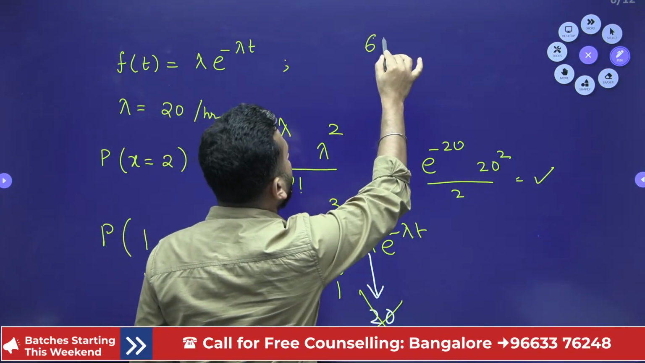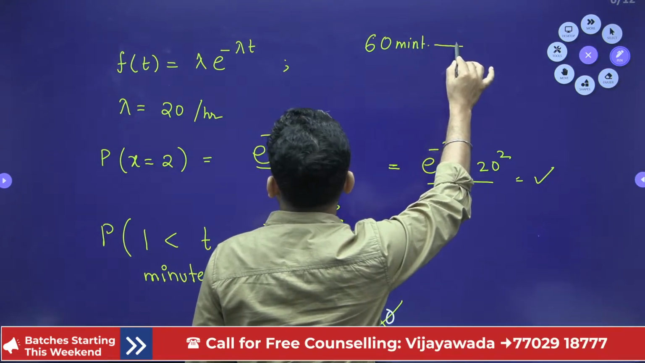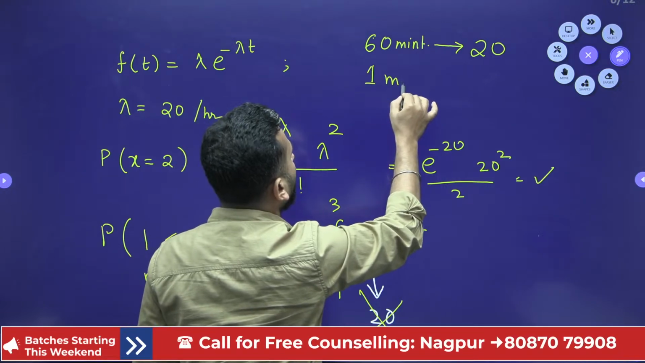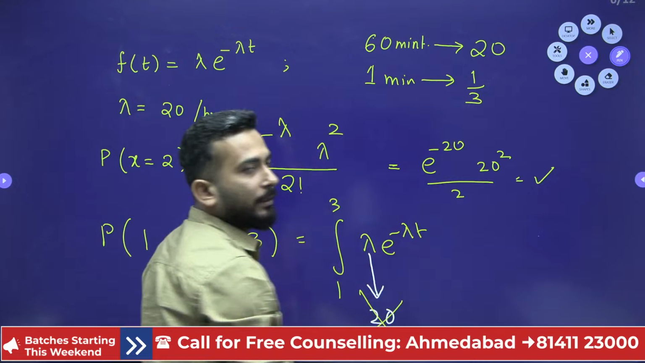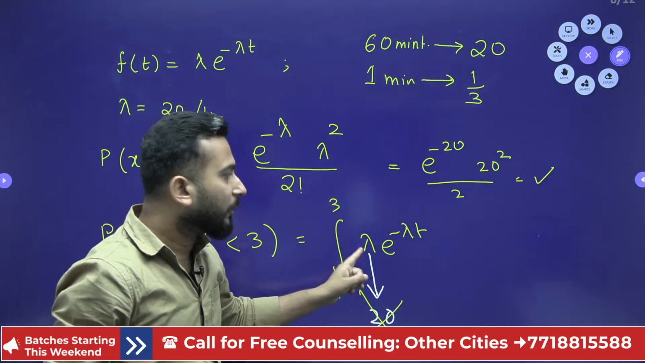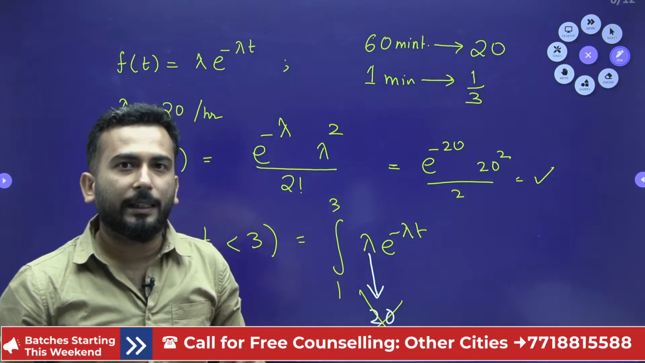So in 60 minutes, 20 people are coming. So in 1 minute, 1 into 20 by 60, that is 1 by 3. And this, lambda equal to 1 by 3, is what you will be substituting over here. Is it clear or not, my dear friends?